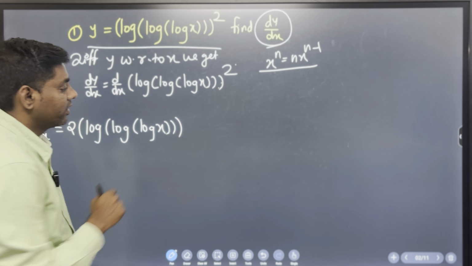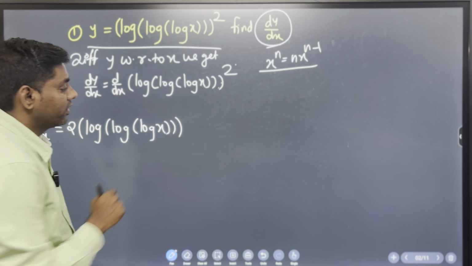Remember some derivatives: the derivative of x raised to n is n into x raised to n minus 1. The derivative of a raised to x is a raised to x log a, e raised to x derivative is e raised to x, log x derivative is 1 upon x, root x derivative is 1 by 2 root x, and the derivative of a constant is 0. After that we have to remember the formulas of trigonometry.